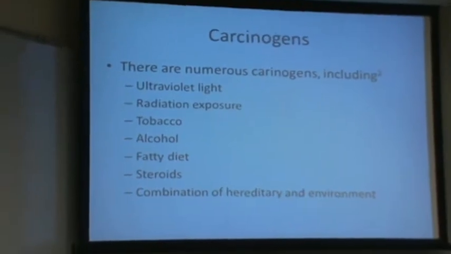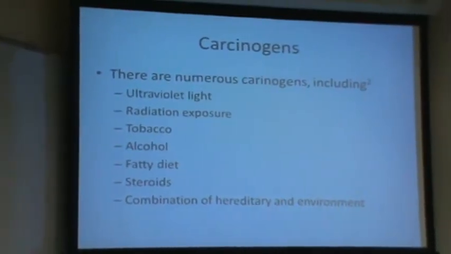Next we have carcinogens, and as he said before, those are just substances that cause cancer. A few of those include ultraviolet light and radiation, which can be avoided by limiting sun exposure, avoiding tanning, and wearing protection such as sunscreen when you're going out in the sun. Some other ones are tobacco, alcohol, and a fatty diet, which is just watching what you eat and making good choices. And then there are steroids, and getting cancer is also a combination of hereditary and environmental factors.